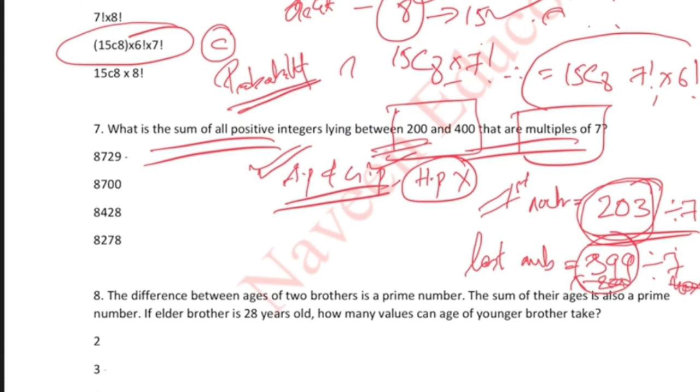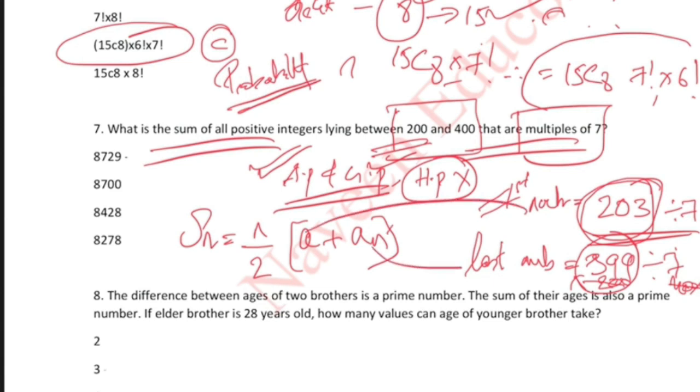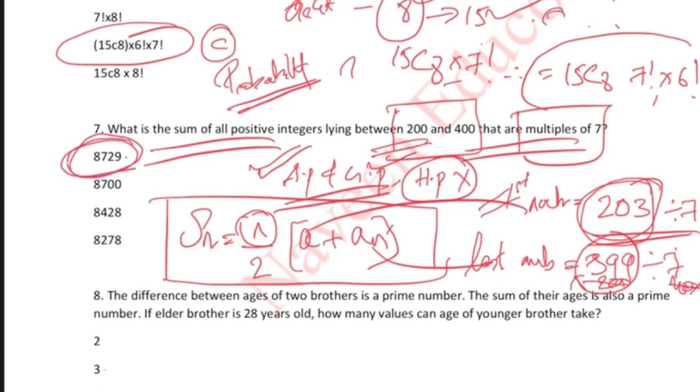Now it is very easy using a single formula: the sum of the numbers, if the last term and the first term are known, is Sn equals n by 2 into a plus an. N is the total number of terms. On applying this formula and substituting the values for a and an, you will get the final answer. So here the final answer is 8729, option A. Hope you understand, students. So let's come directly to the next question.